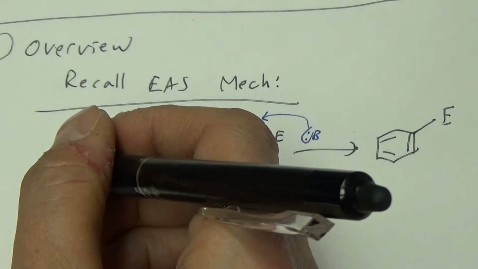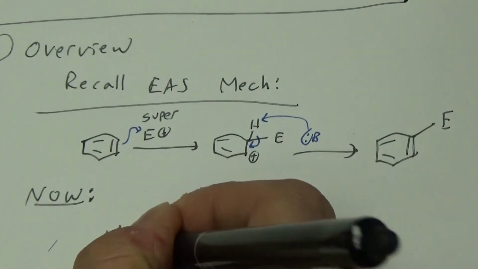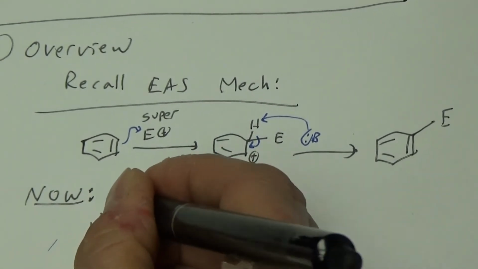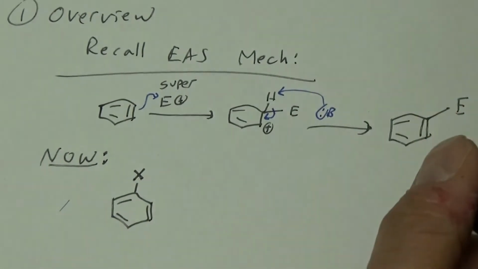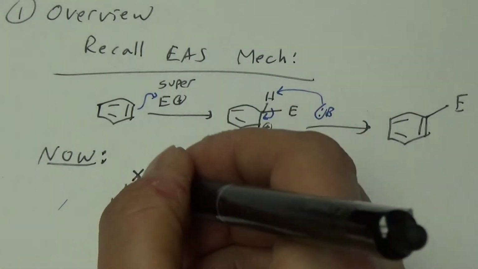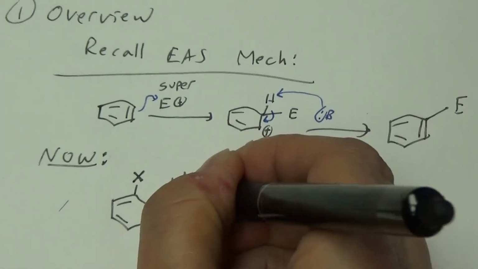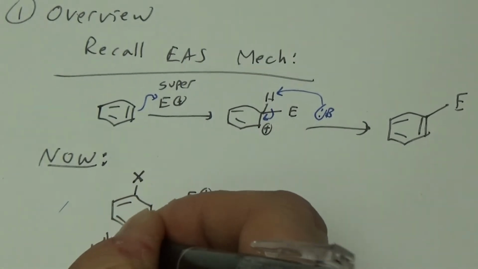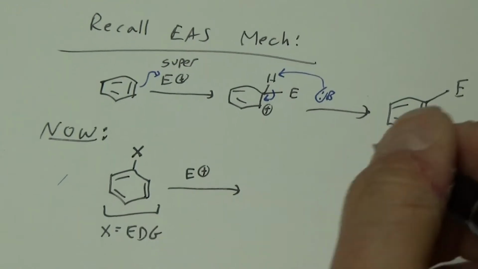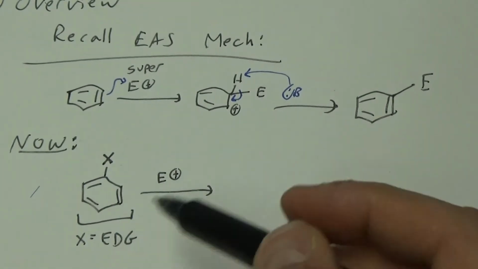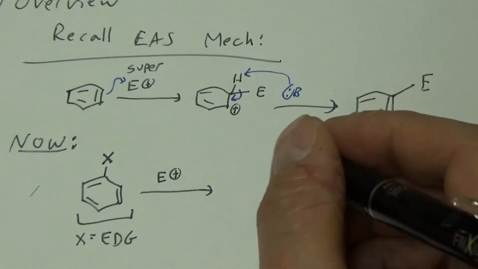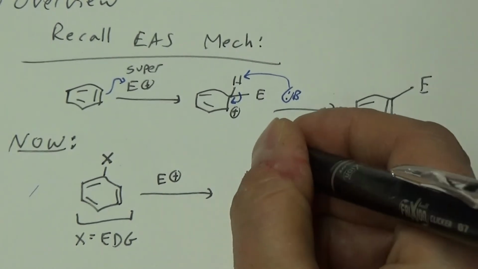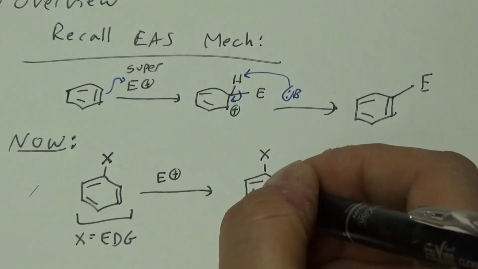There's going to be kind of two situations, and we're going to overview this, and then we're going to go into lots of detail. But the first situation will be if you got an X already on a benzene. You have an X group on a benzene, and we react with electrophiles again, super electrophiles. Assuming X is an electron donating group, and we'll show those in a second, what's going to happen is you're going to get that electrophile in two different places.